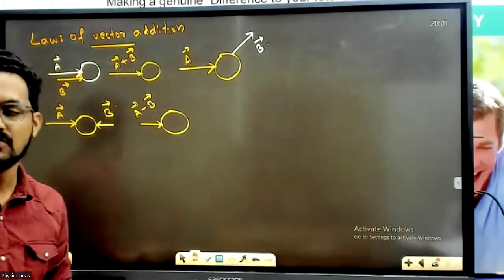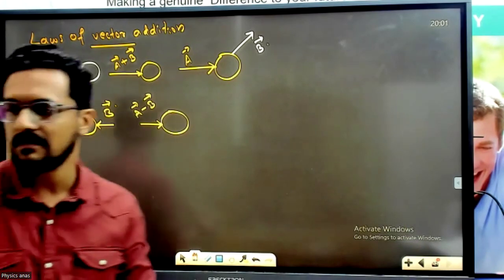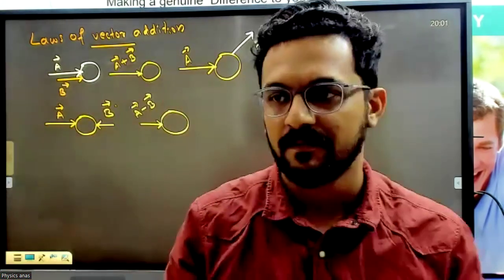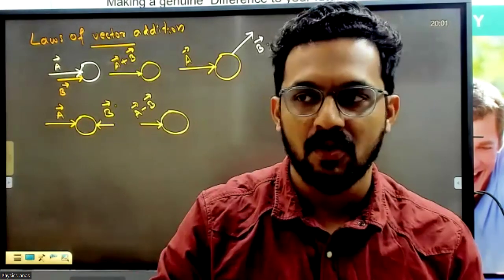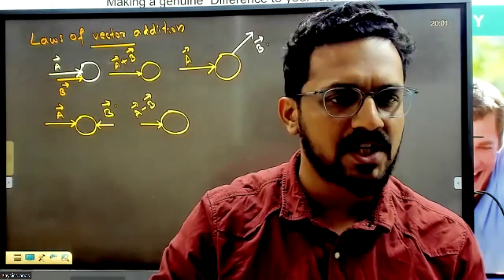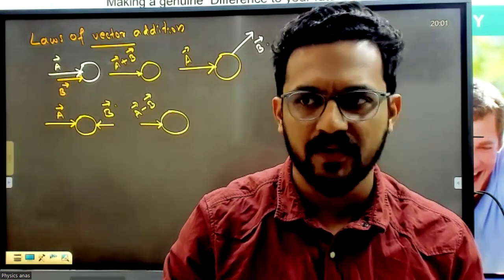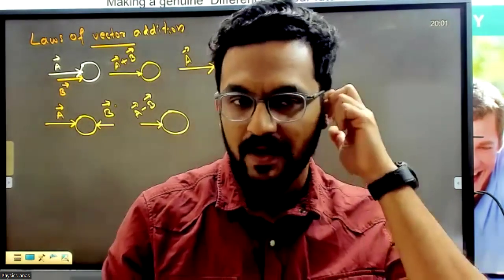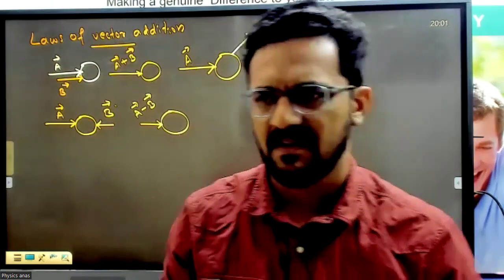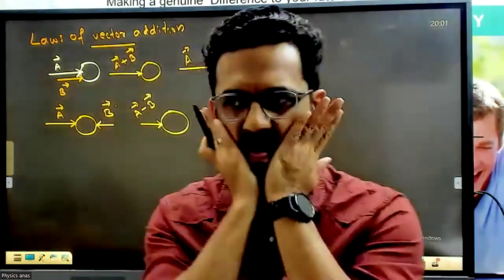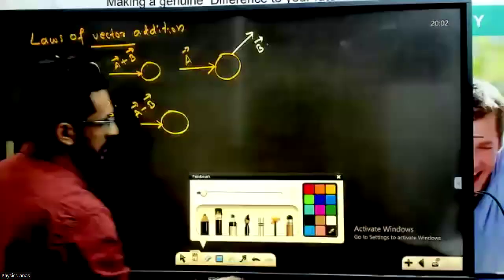Okay? We have to study three of them. How many of you have learned from school? Triangle law of vector addition, parallelogram law of vector addition, polygon law of vector addition. Did you study that? Polygon, triangle law of vector addition, you studied that. What about parallelogram law of vector addition? That may be, but not polygon law. Yeah, triangle law.